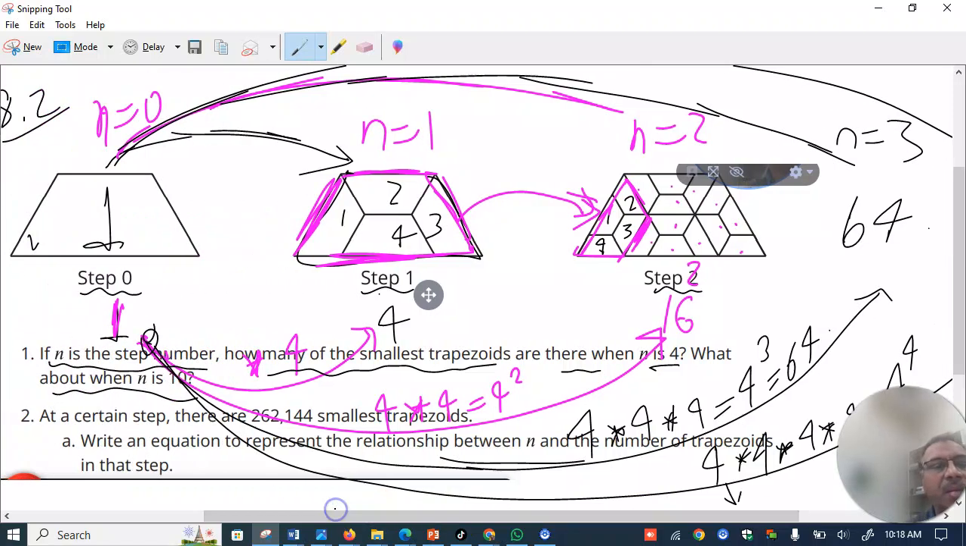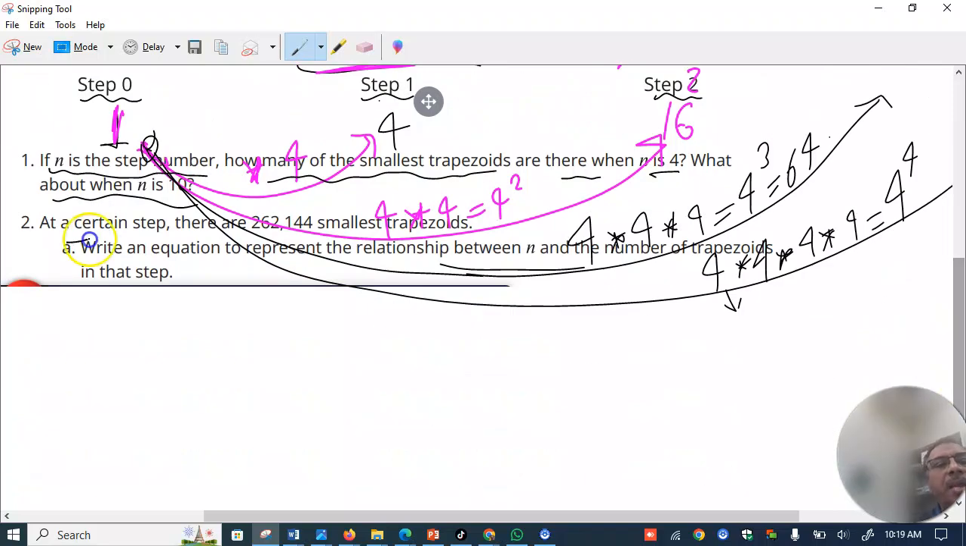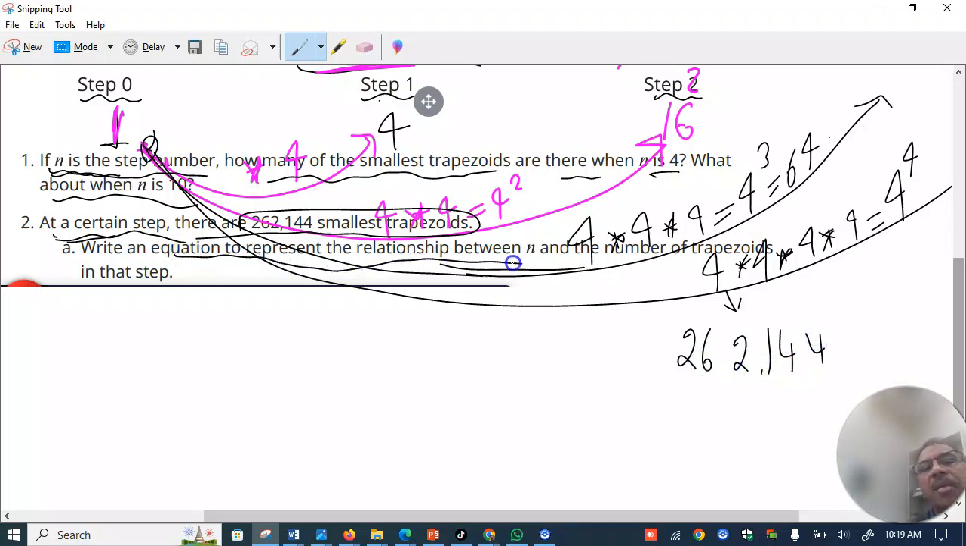Next question is, write an equation. So write an equation if, oh, so this is done. At a certain step, there are 262,144 trapezoids. So write an equation to represent the relationship between n, the step number, and the number of trapezoids in that equation.